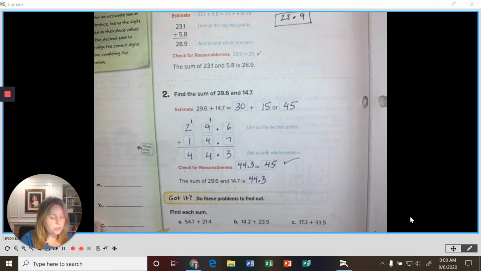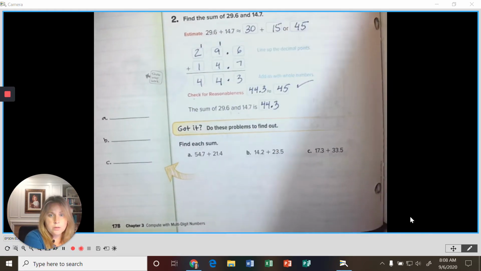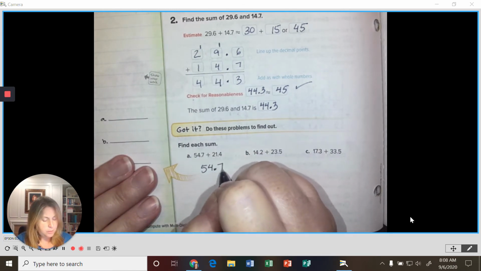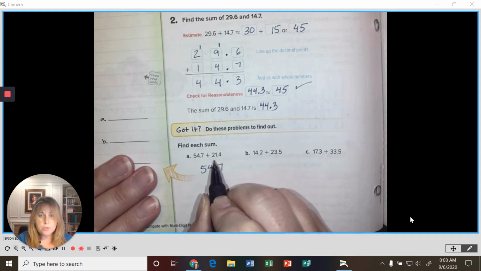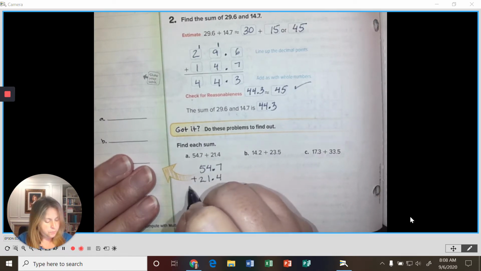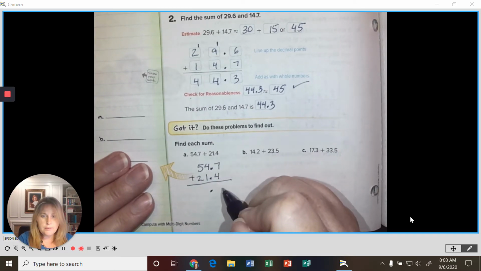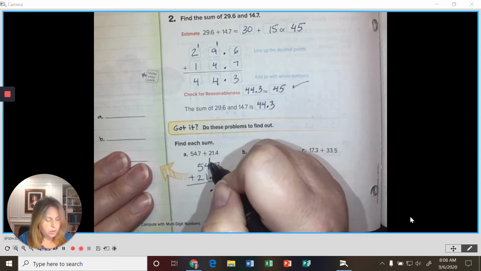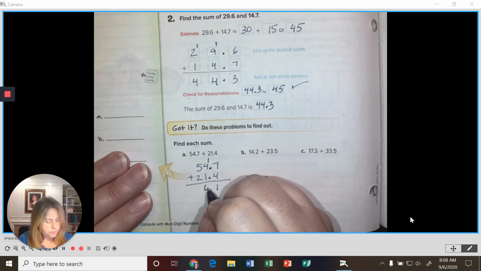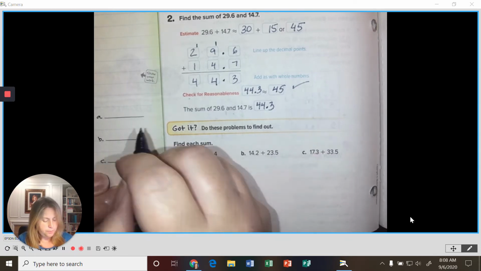All right, and let's do some practice problems together. We have 54.7. And I'm going to be really careful to line up my decimals here. Plus 21.4. Line up the decimals. 7 plus 4 is 11. Write the 1, carry the 1. 4 plus 1 is 5, plus 1 is 6, and 5 plus 2 is 7. So we get 76.1.